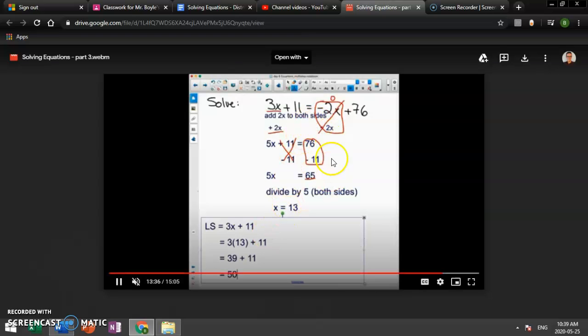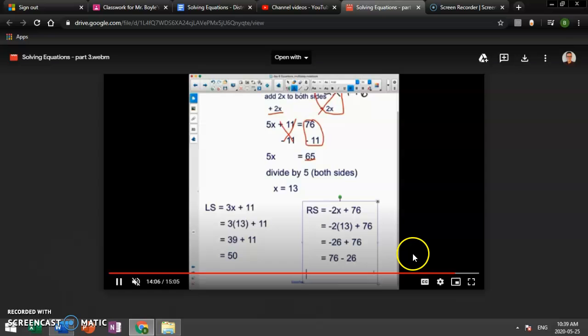So now we do the same for right side. Right side is negative 2x plus 76. Put 13 in for the x. So negative 2 times 13 plus 76. That equals negative 26 plus 76, which is the same thing as 76 minus 26. However it makes the most sense to you. It means the same thing. If you do that math, it equals 50.